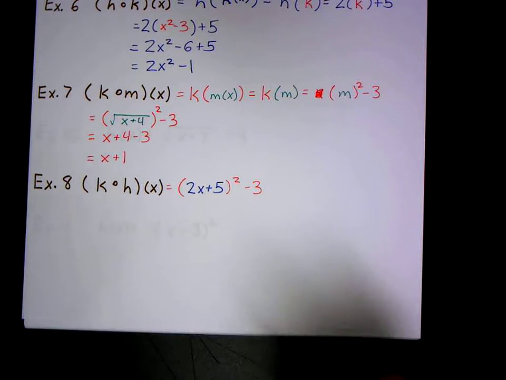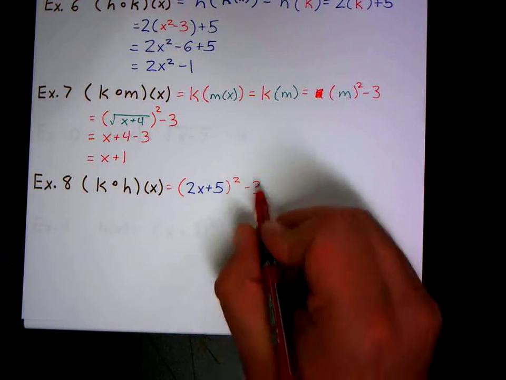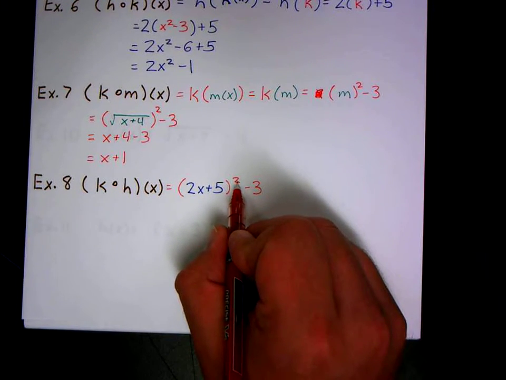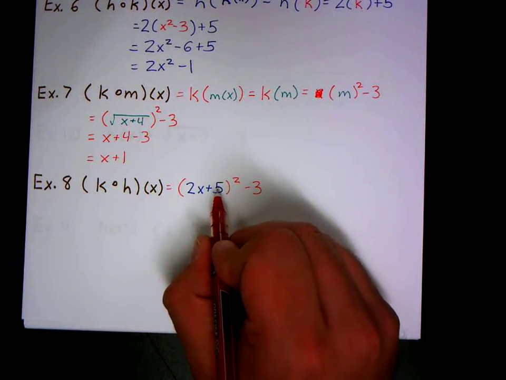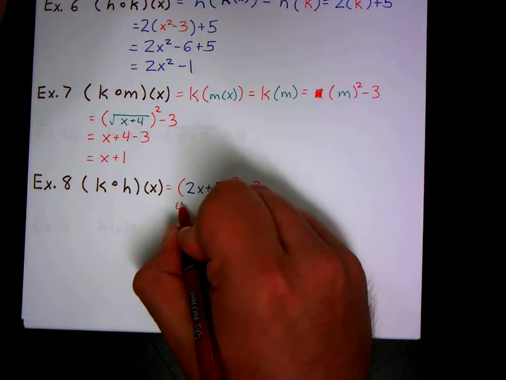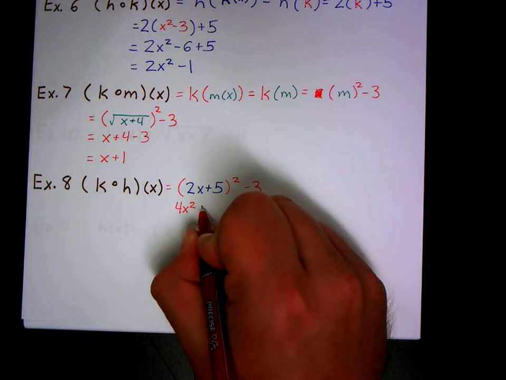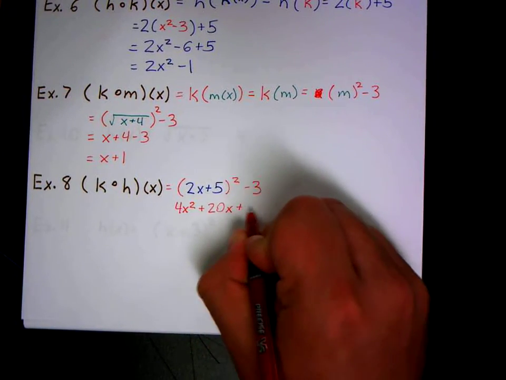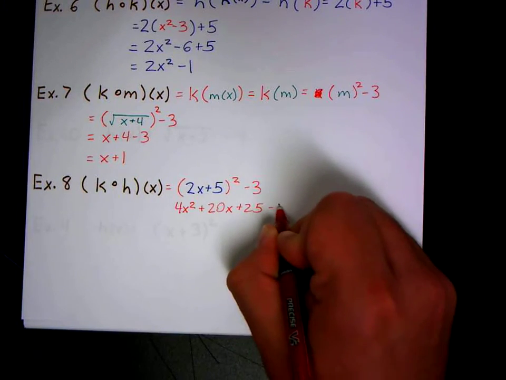Okay, so then all I need to do is simplify. So now, remember, this does not distribute. This does not mean I square each thing. This means I FOIL. So this is going to become 4x squared plus 20x plus 25 minus 3.